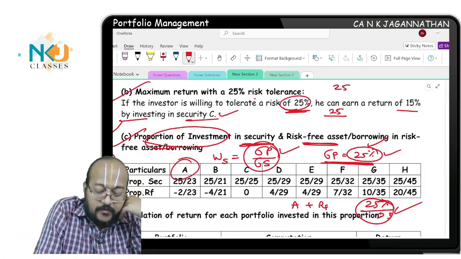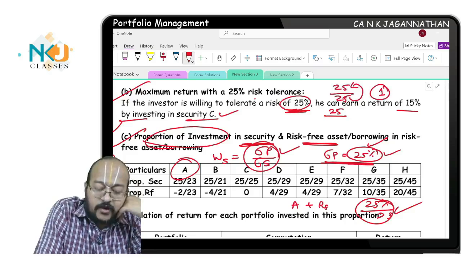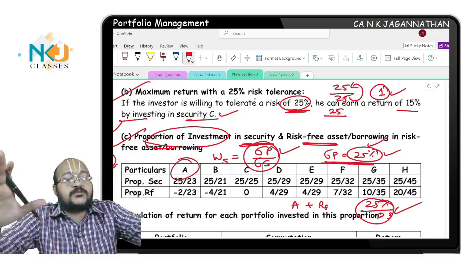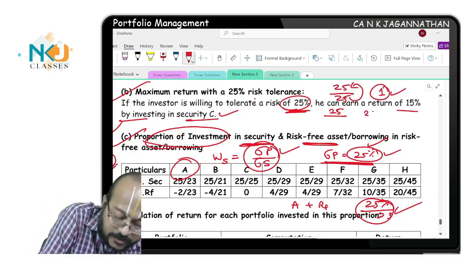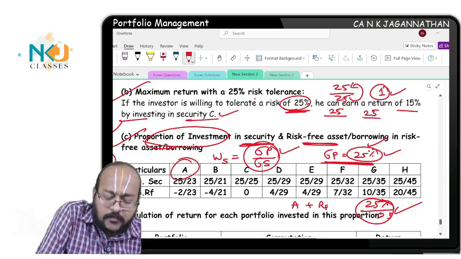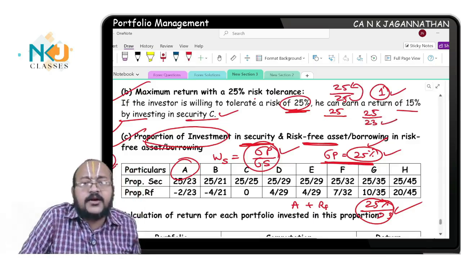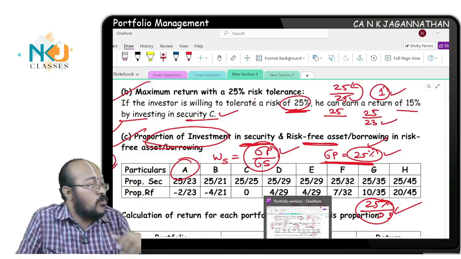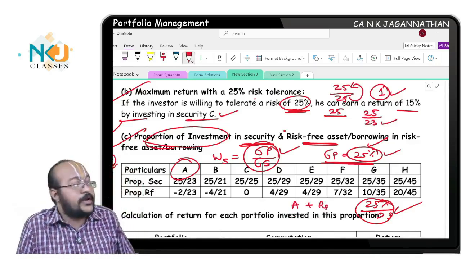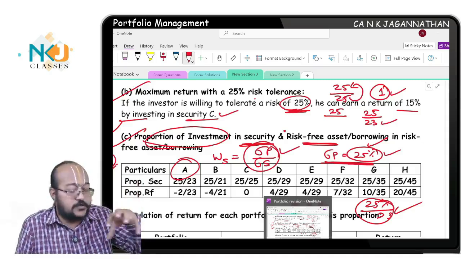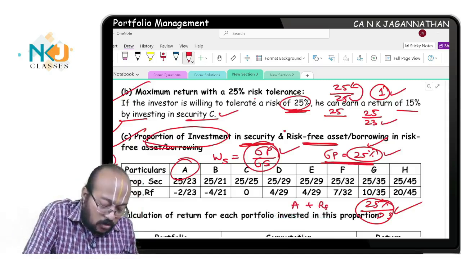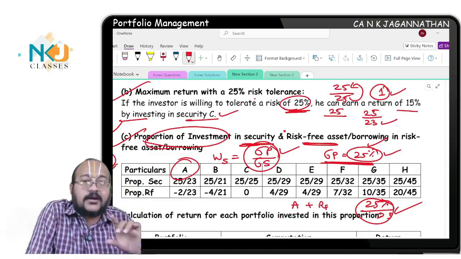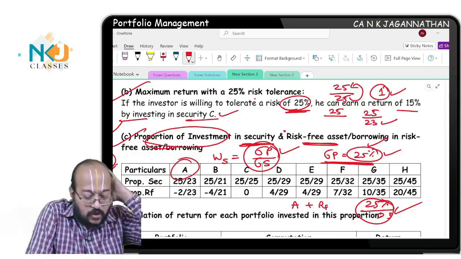See, 25 by 25. Now, if you have 25, the entire 25 is invested, this is 1. Weight will be 1. 100% amount will be invested in security A. Agreed? Now, if you are investing say 25 rupees in security A, correct? But only 23 rupees you have in hand, which means what you should do? You should borrow 2 rupees from the risk-free asset, which means you should borrow 2 rupees and you will invest. Agreed? You will borrow 2 rupees. Okay, which means if you borrow, the sign will be negative. So how will the weight be now?